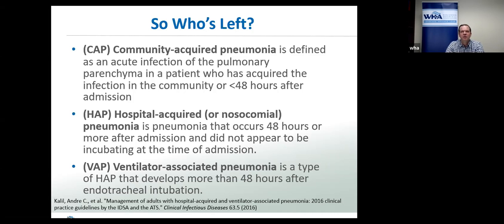For hospital-acquired pneumonia, or nosocomial pneumonia, or HAP, this is a pneumonia that occurs once you're in the hospital, so after 48 hours in the hospital. And again, this makes a lot of sense. We're looking for bad bugs. We're looking for things like MRSA. We're looking for things like resistant organisms. And where do bad bugs live? They live in the hospital setting.